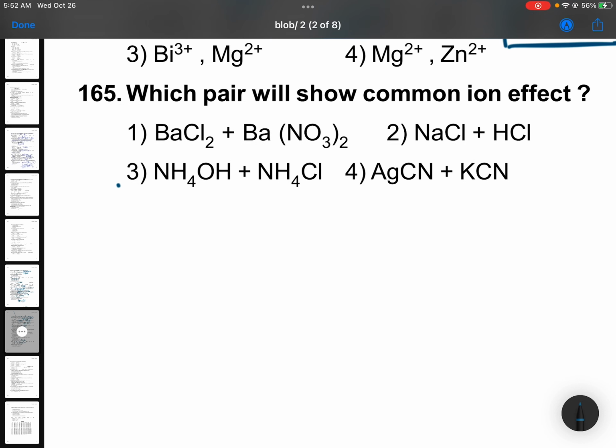Which pair will show common ion effect? Common ion, NH4. Don't take strong ones. Here both are strong, so no use. AgCl and KCl, both are salts. Here also KCl, here also KCl. We need 100% dissociation type. So NH4OH and NH4Cl. 100% dissociation should be done for the strong electrolyte that you are adding.